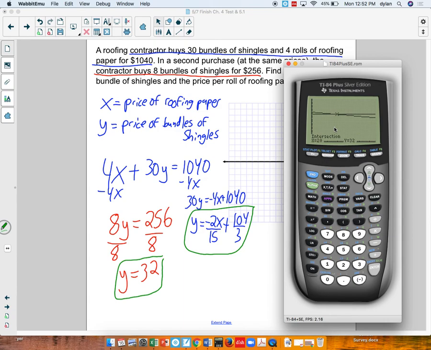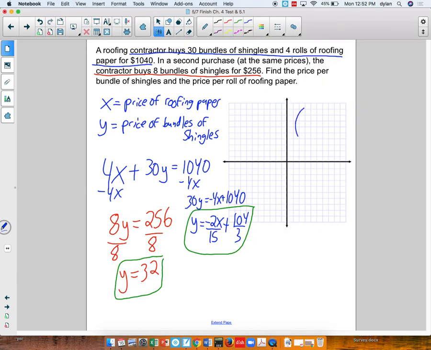So in this case, our intersection is 20, 32. So my intersection point would be 20, 32. But if I actually wanted to answer the problem, it says find the price per bundle of shingles. So the price per bundle of shingles would be $32. And the price of roofing paper per roll of roofing paper would be $20, because we want to remember our units when we are doing word problems.